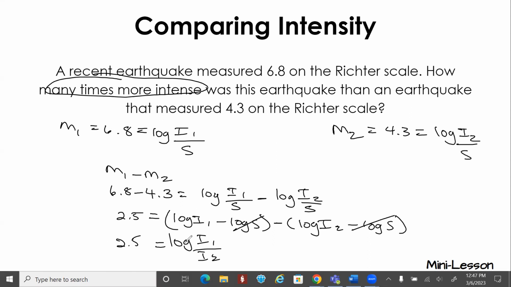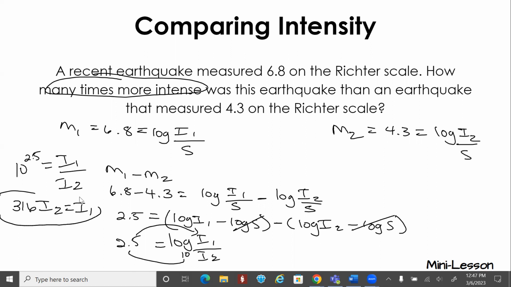We can use exponential to help us. So we're going to start at our base, go to the outside, finish over here. That's going to be 10 to the 2.5 equals I sub 1 divided by I sub 2. Still want I by itself, so this is going to be 316 times I sub 2 equals I sub 1. That 316 came from 10 to the 2.5 power. That would be our final answer.